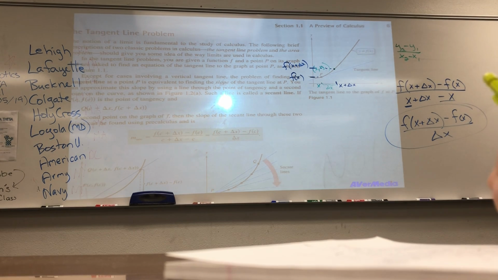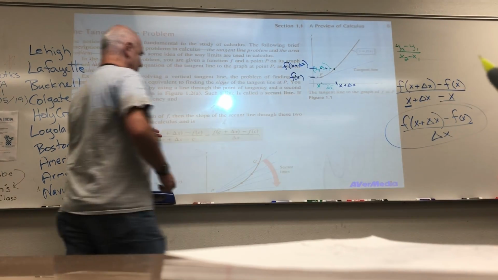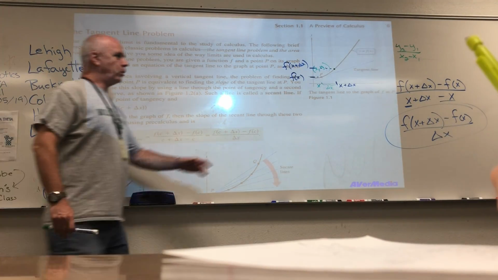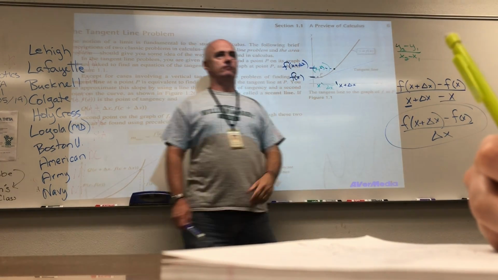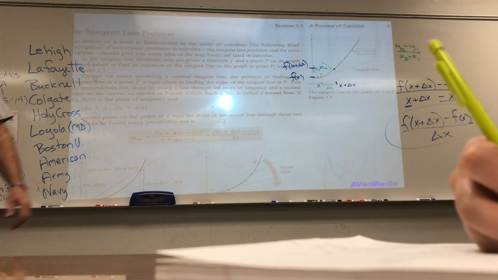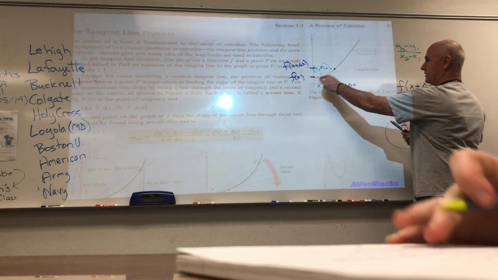What time is it? It's at some point. Yeah. And you can see it here. So what does this really represent? From what we've talked about here, what does this represent? Slope. The slope of this line.